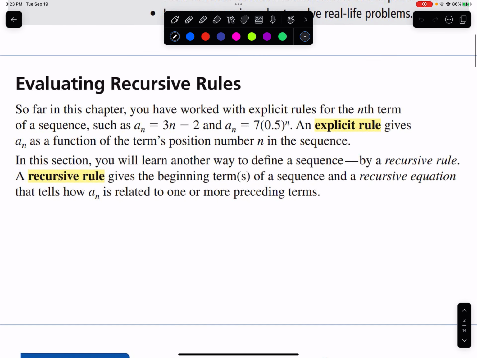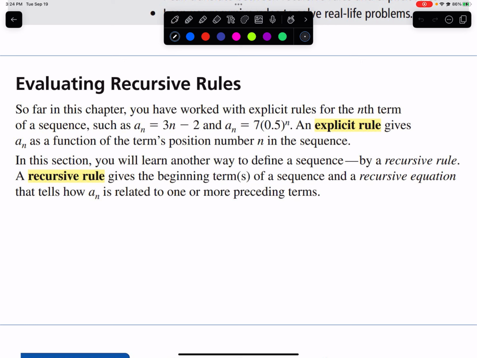So far, we have talked about explicit rules. So there's an example there in your book. An explicit rule gives a sub n as a function of the term's position number n in the sequence. So as long as you have the position number, you can find the term.